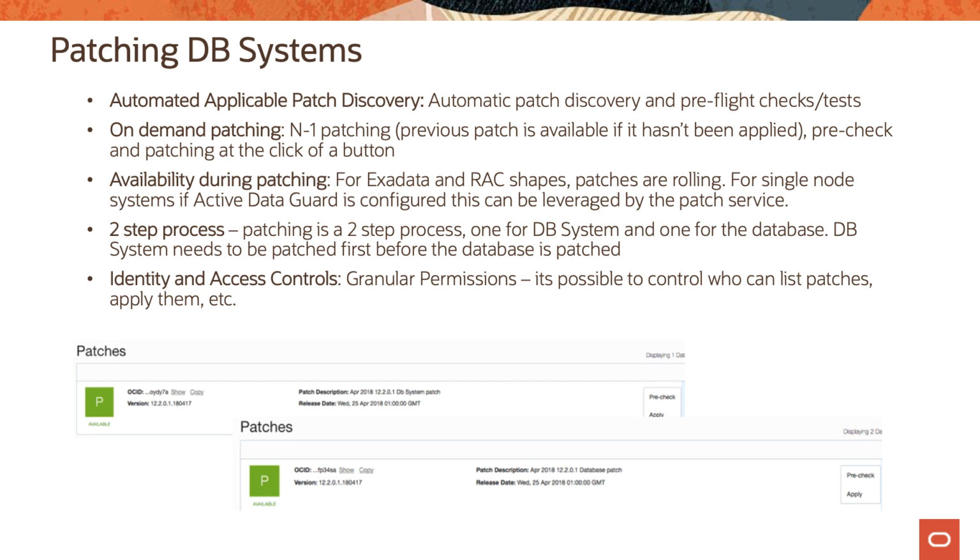You can use OCI's identity and access management controls to control who can list patches, apply them, etc. This is useful when you have many database administrators in your organization and you want to give the ability to apply patches to only a select few. So basically you will create multiple groups in identity and access management and put the database administrators who can apply patches into the IAM group, which has the permissions for applying patches.